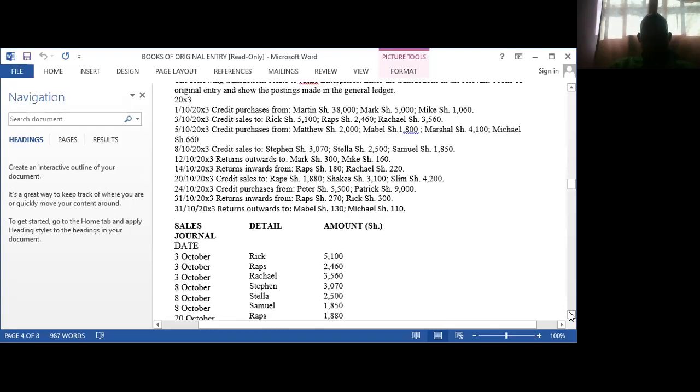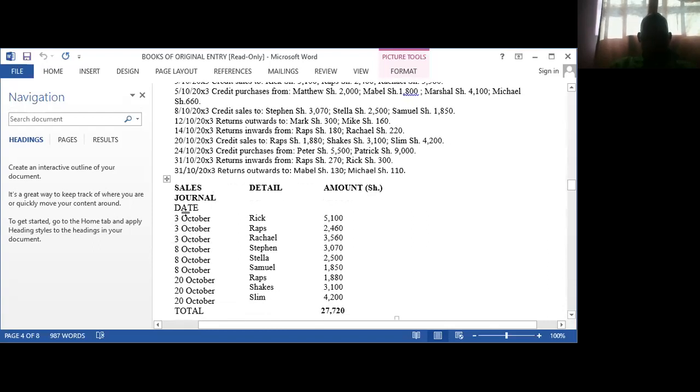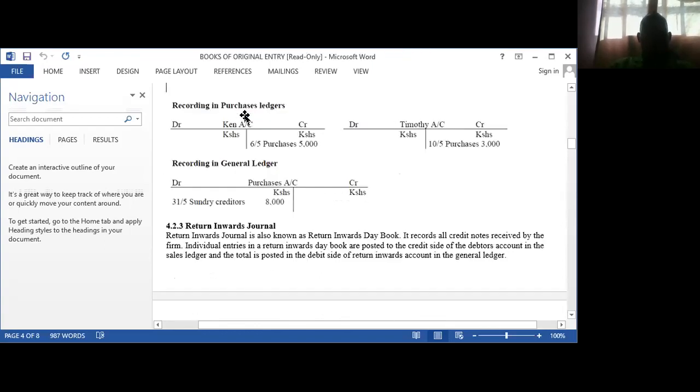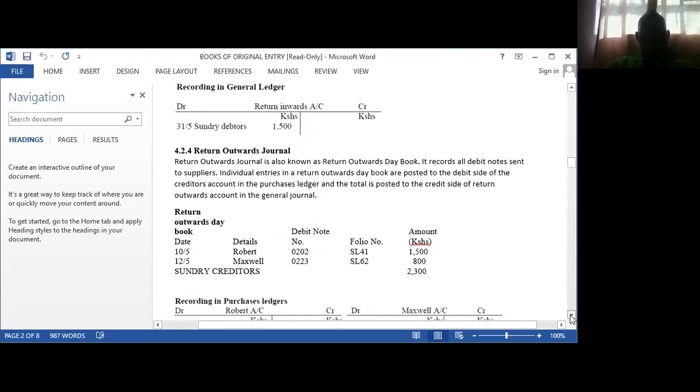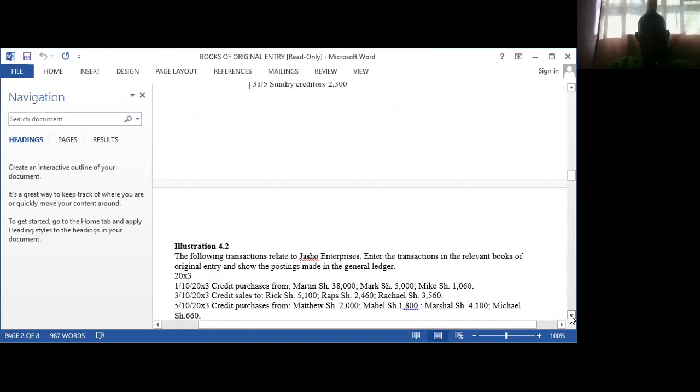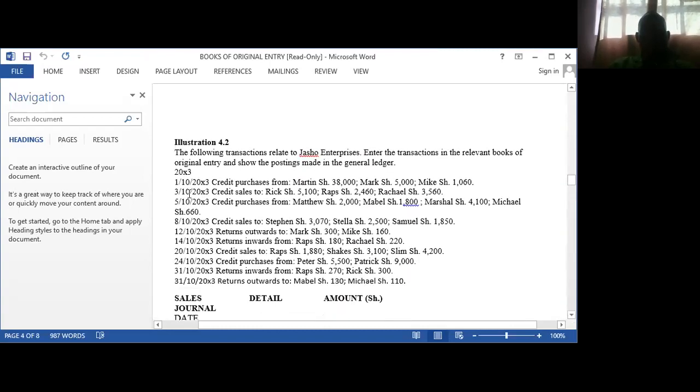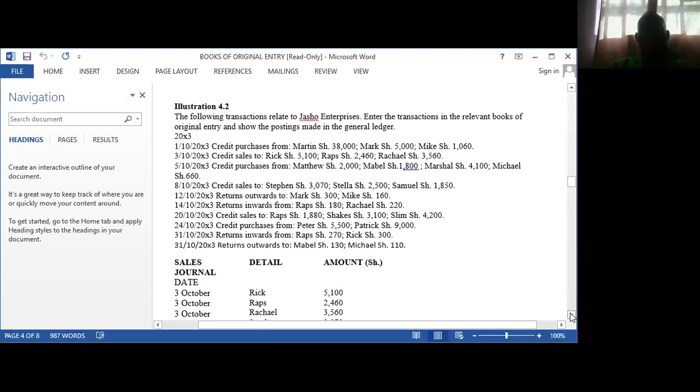And you'll find that it's quite simple. You have the date, the detail, and the amount. This is the sales journal, so you only pick the sales journal. For example, if we have this kind of scenario, the first transaction where credit sales was involved was on the 3rd of October, and you'll find it is going to be here.